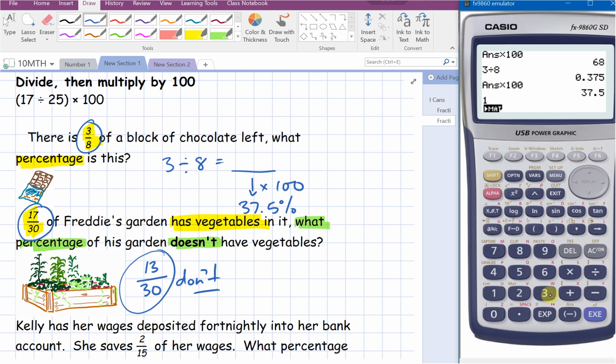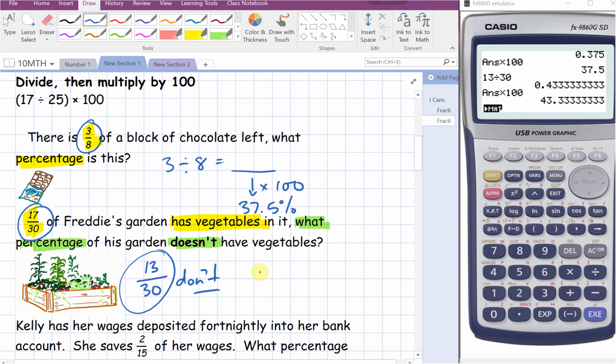So to my calculator, 13 divided by 30, execute, and then multiply that by 100. I get 43.33333, etc. percent. Now you could just round that to 43.3% and in brackets write 1 dp. So 43.3%. But that is not as accurate as if we would write this part of the decimal as a fraction.